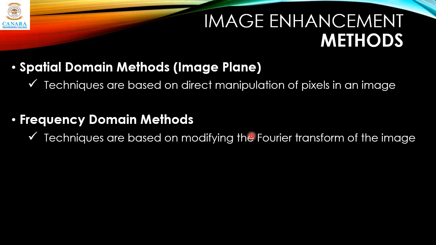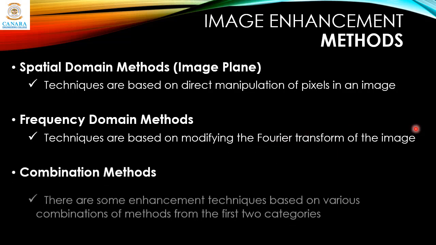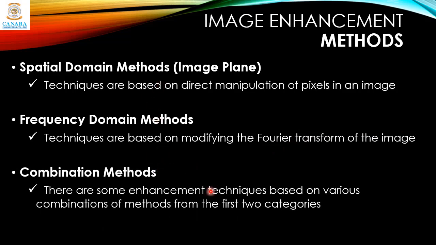Here, instead of operating on the pixel values directly, we go for the Fourier transform. Take the Fourier transform of the image and then operate or use manipulation techniques in the Fourier domain, and then bring it back to the spatial domain and display the image to see the desired results. And the third method is a combination method, where we can use a combination of the above two methods to get the desired results. So these three are the techniques that we can use for image enhancement.